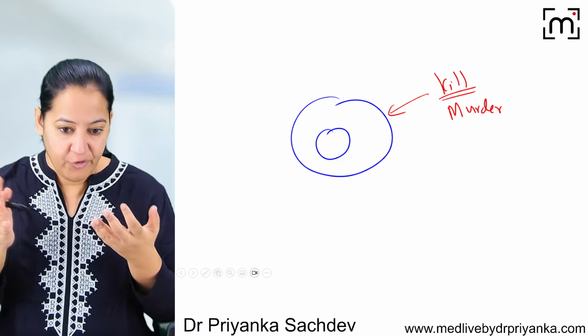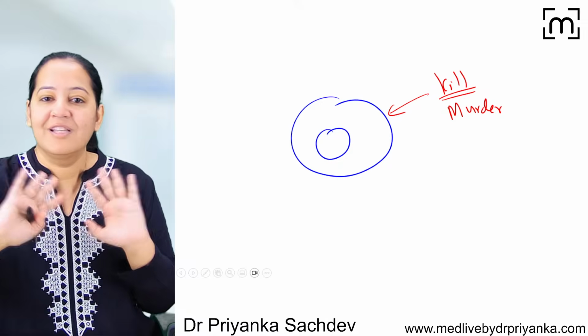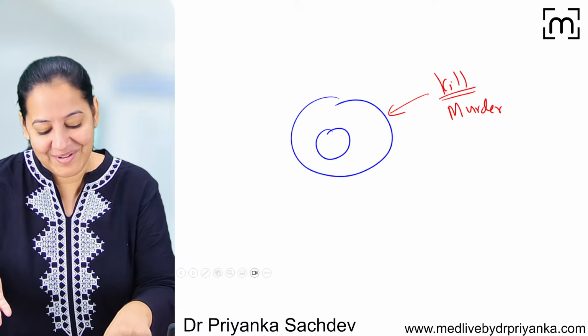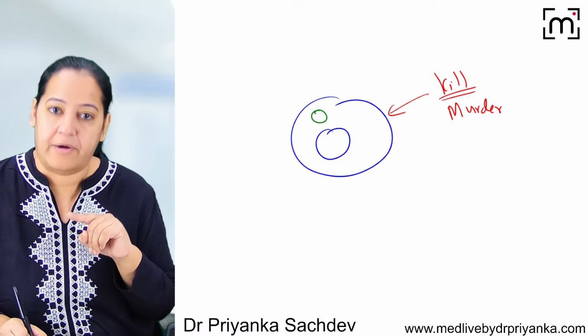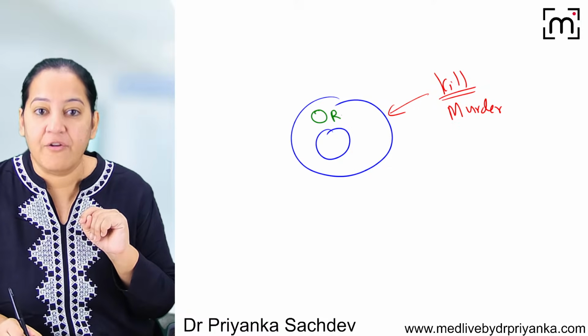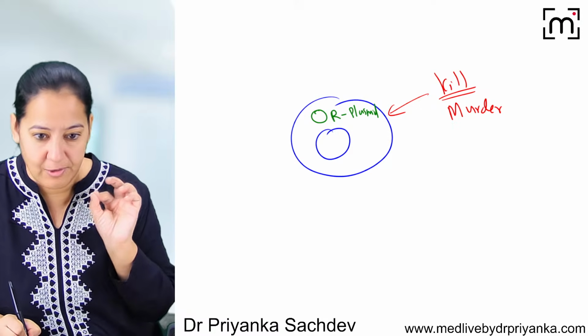In the same way, if you are killing a bacteria which is present in your patient's body, this bacteria does not want to get killed. Nobody wants to get killed. Bacteria want to live. So bacteria will produce an R plasmid. R for resistance. Some bacteria will produce R plasmid for the particular antibiotic.